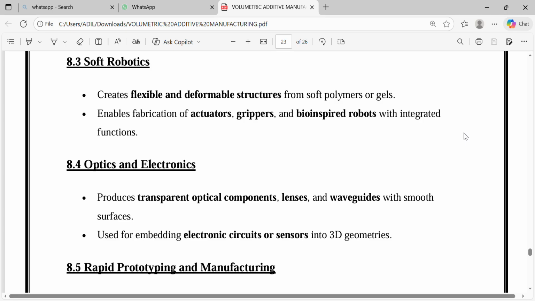Optics and electronics: it produces transparent optical components, lenses, and waveguides with smooth surfaces. It is used for embedded electronic circuits or sensors in 3D geometries.